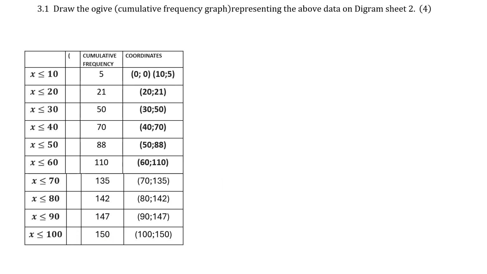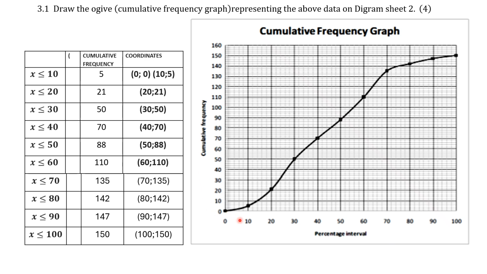Right, so if we plot these points, there's 0 and 0, there we have 10 and 5, there's 20 and 21, 30 and 50, we have 40 and 70, 50 and 88, 60 and 110, 70 and 135, 80, etc. And we end there by 100 and 150. There must be a smooth curve when we join through it. So generally, my surname is Simons. This graph almost looks like the letter S, right? When we draw it, make sure it's smooth, don't draw straight lines.